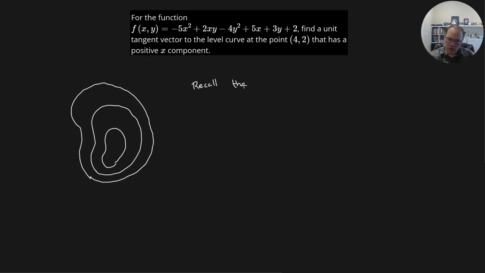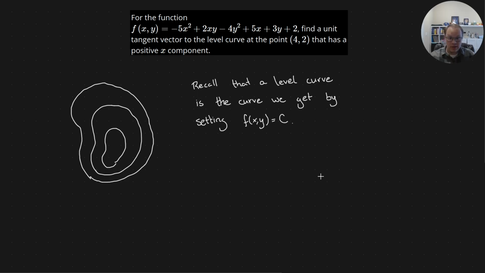Recall that a level curve is the curve we get by setting f of xy equal to some constant. Okay, we're looking at that particular level where the function value is equal to a constant. So in particular, what does that mean for the derivative? We want a unit vector, unit tangent vector to the level curve at the point 4, 2.